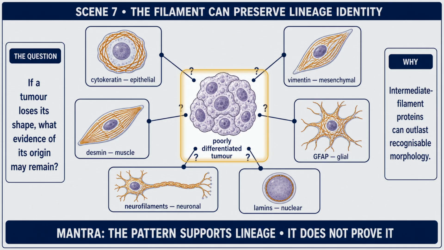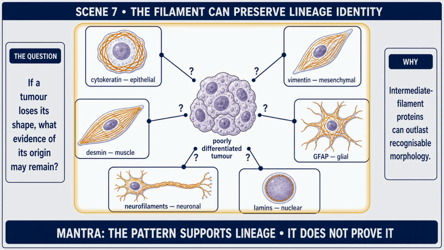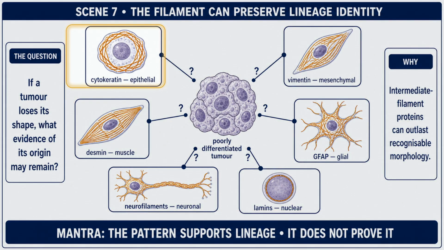Now, consider a poorly differentiated tumor. Its architecture may be so abnormal that morphology alone no longer reveals where it began. If it is found at a metastatic site, its location tells us where it traveled, not necessarily its origin. Immunohistochemistry can ask which lineage-associated proteins the tumor cells still express. A positive cytokeratin pattern supports epithelial differentiation and therefore supports carcinoma.